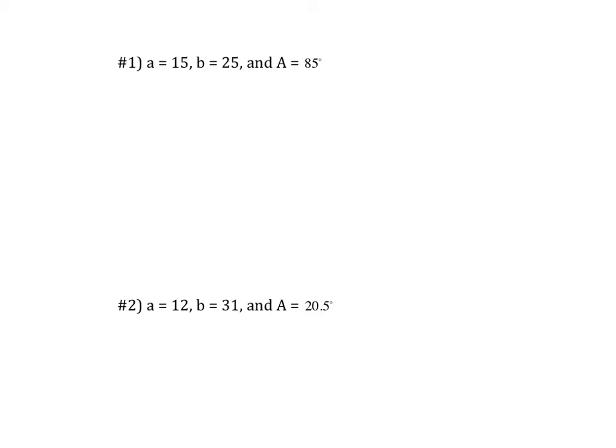Okay, let's look. Number 1. I'm given that A is 85 degrees. So let me go ahead and open this up to 85 degrees. So let's say this is A. A is 85. It might have been a little bit larger than that. It's almost to 90. And then we'll call this angle B over here, and this will be C up here. Side B is 25. It's pretty long. And then side A is only 15.